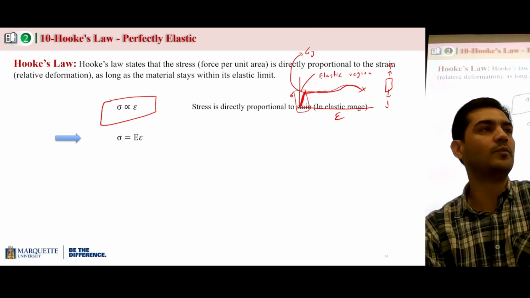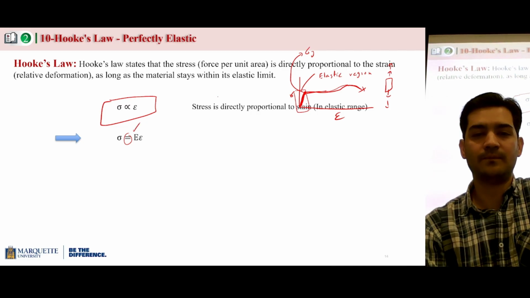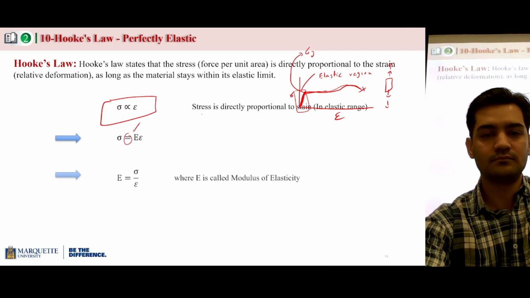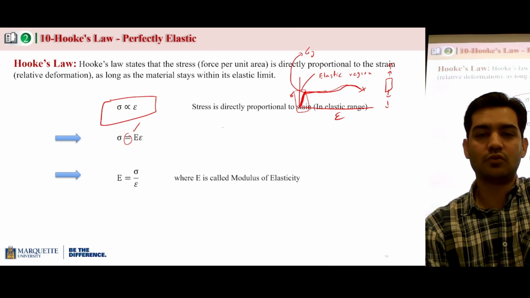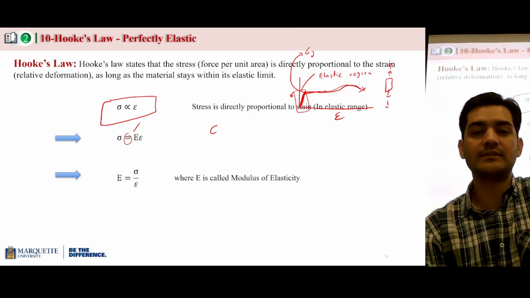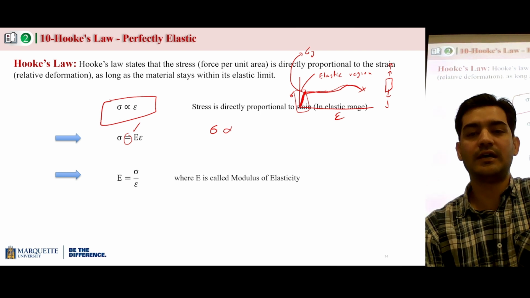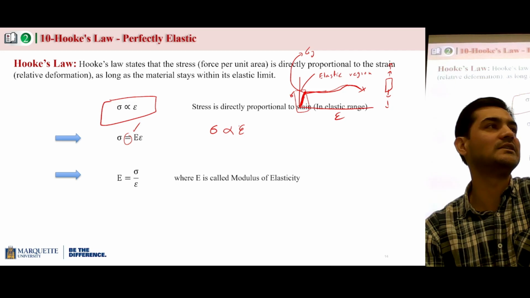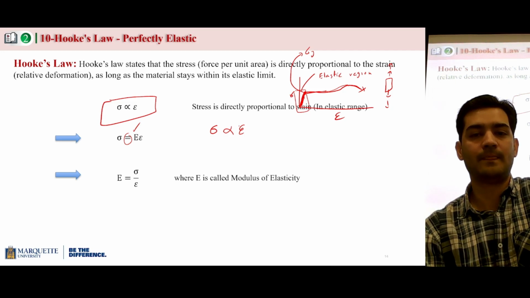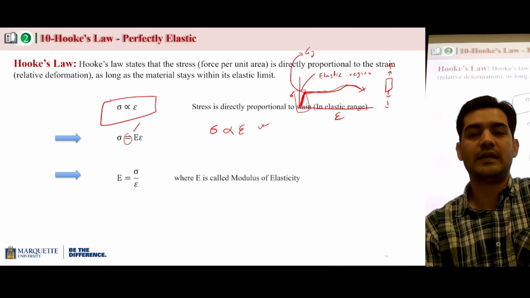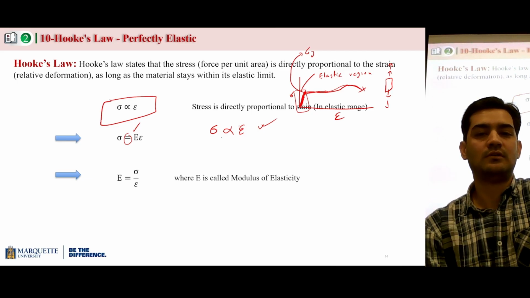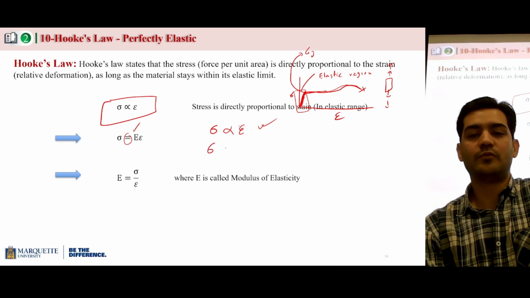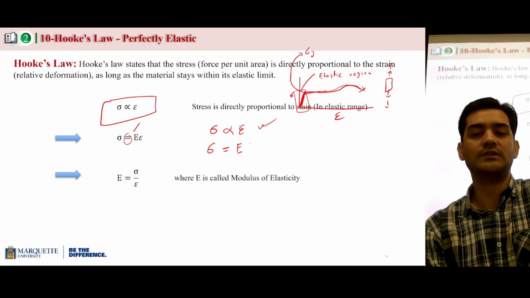And you can remove the proportionality and put an equal sign, but you have to also add a constant to it. So this is what Hooke's law says. In an elastic region, stresses are directly proportional to strain, and we can also see this from the stress strain curve. So that's Hooke's law. You can remove the proportionality and put an equal sign, but you then have to add a constant to it.